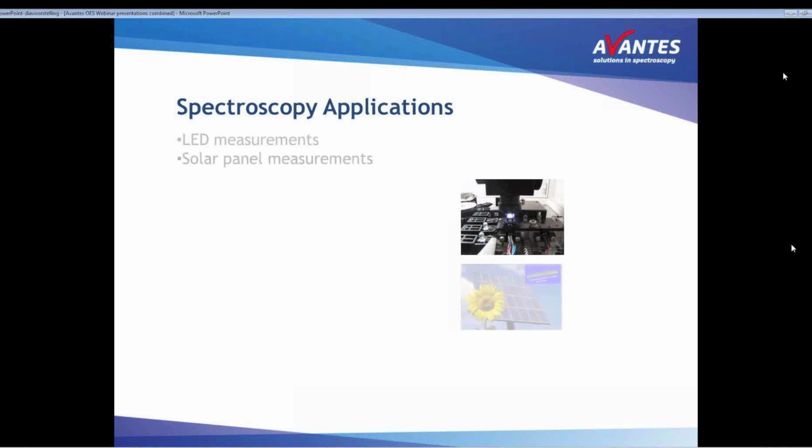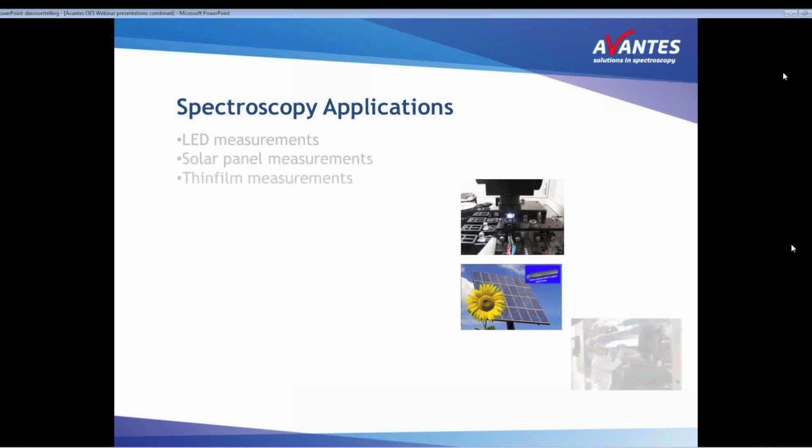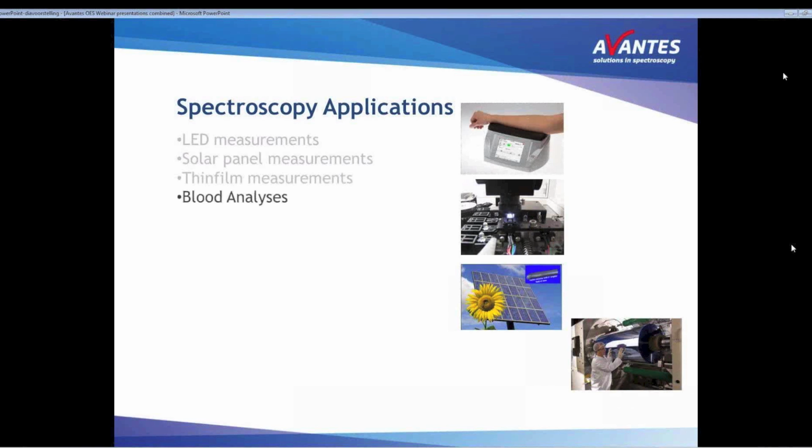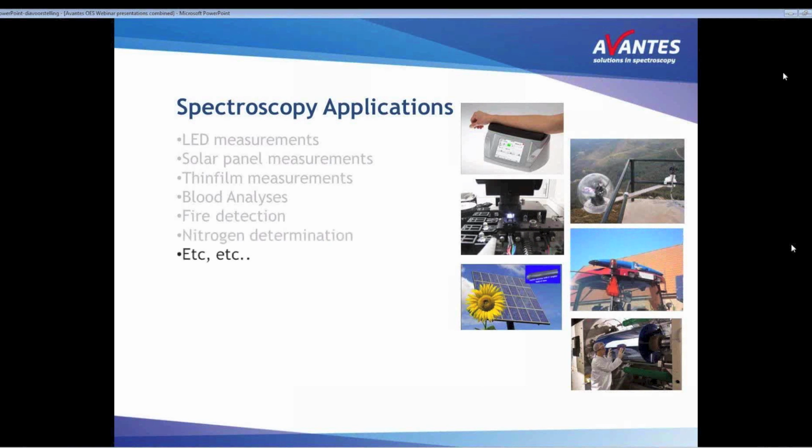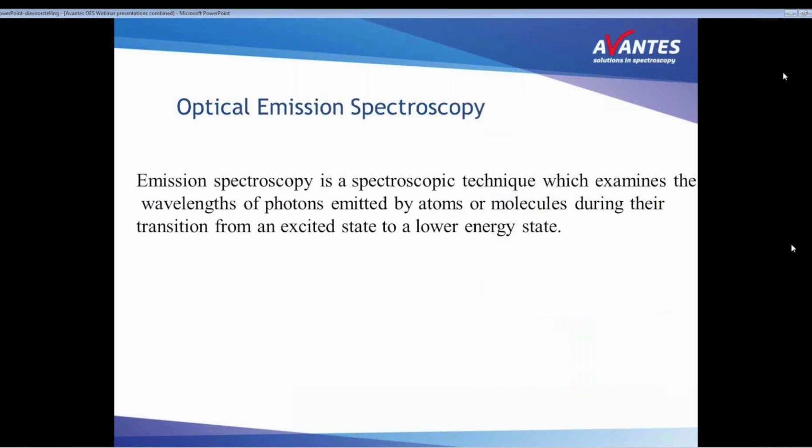Spectrometers can be used in a lot of applications, like LED measurements, or measurements on solar panels, or measuring the simulators' impinging light on the solar panels, measuring coatings by thin film measurements, or doing blood analysis and determining the level of oxygen or hemoglobin, or used in fire detection. The applications are endless. But one important field is optical emission spectroscopy.